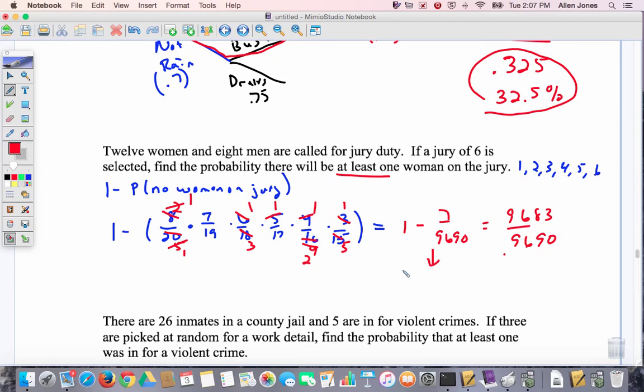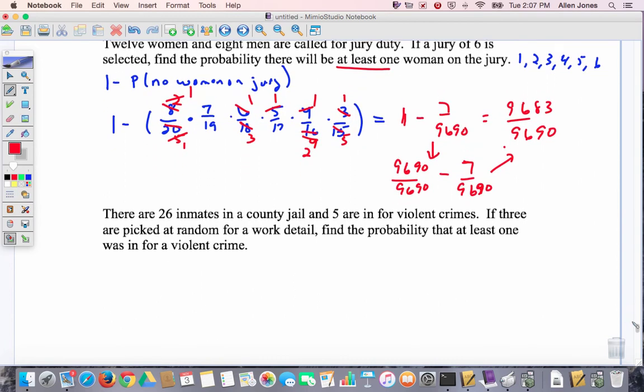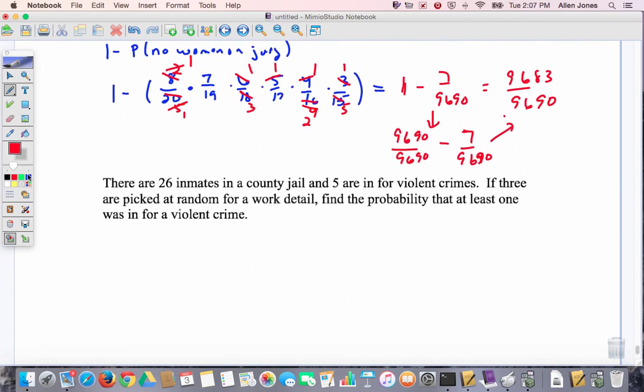7 over 9690, which winds up being 9683 over 9690 as our probability. Maybe we should show the intermediate step there. 1 is 9690 over 9690. Something divided by itself is 1. Or to subtract with fractions, we find a common denominator. So it goes from here to here to here. Hopefully that makes sense. Obviously, again, you could use your calculator to simplify that as well. There's the long version.